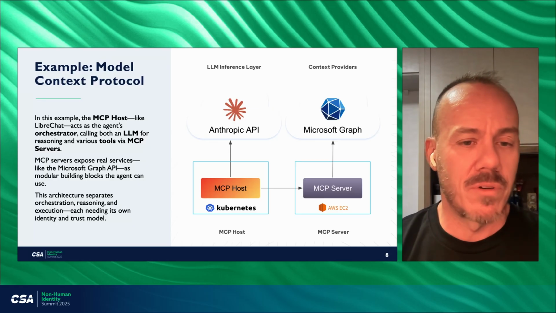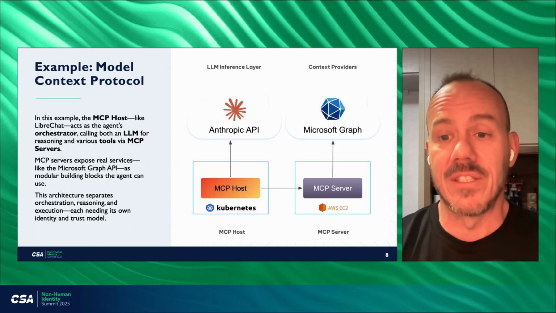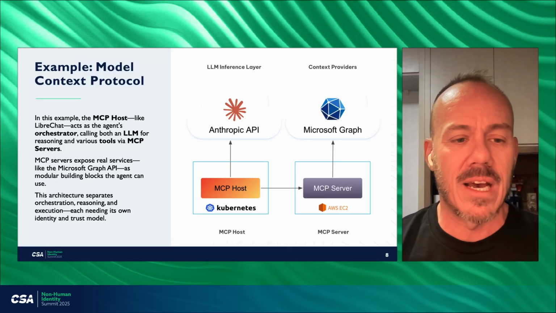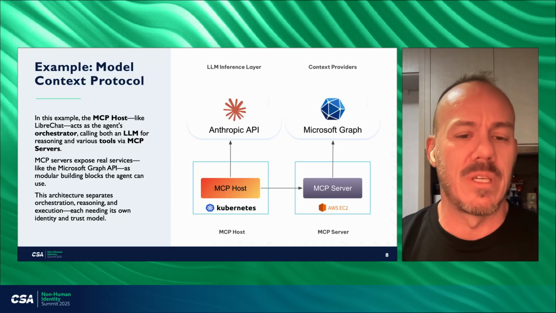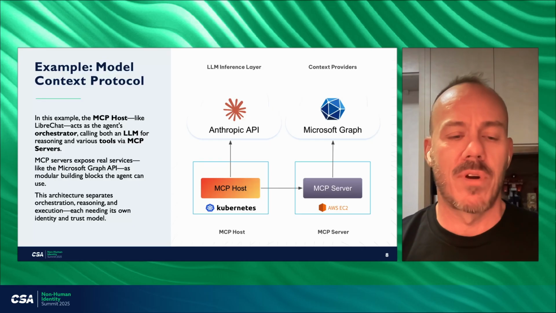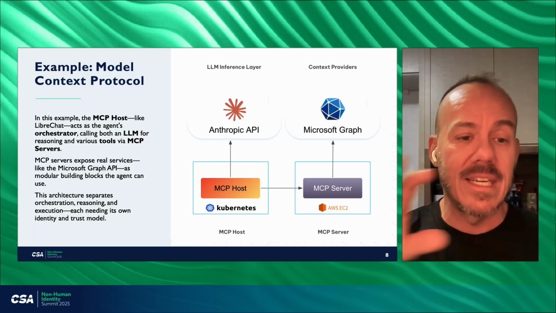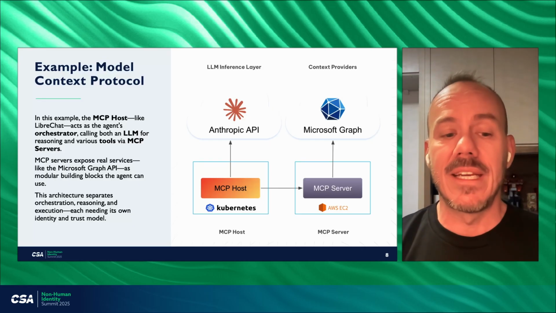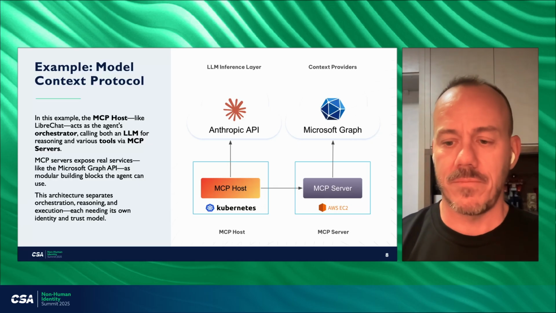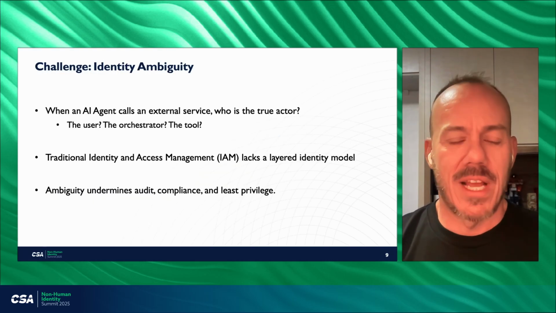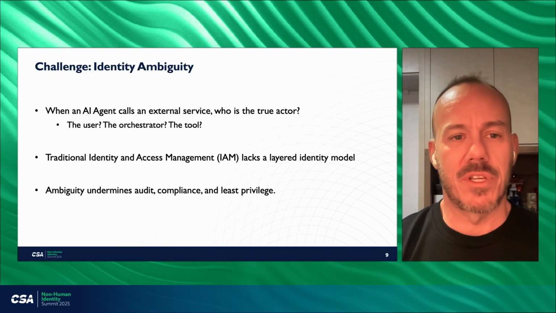MCP servers expose real services. In this case, I'm showing the Microsoft Graph API as modular building blocks the agent can use. This architecture separates orchestration, reasoning, and execution, each needing its own identity and trust model. So, what are the challenges with agentic AI from a security perspective?